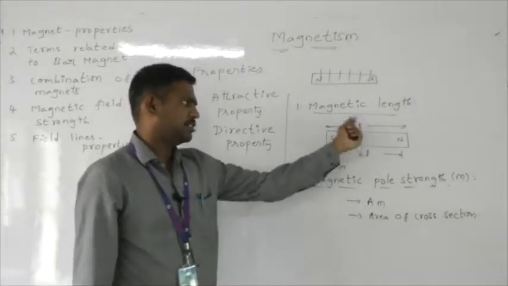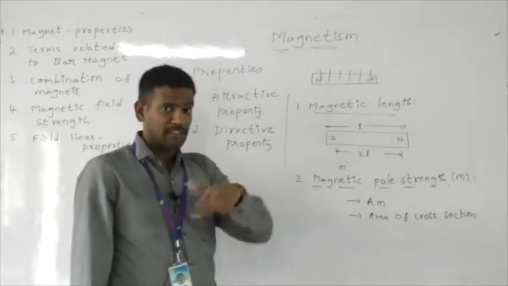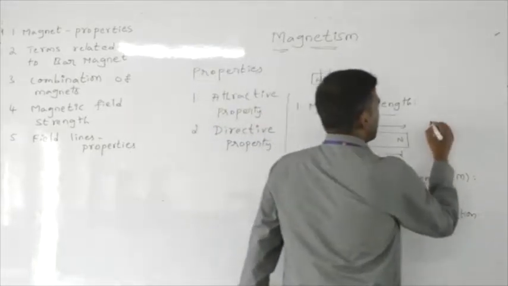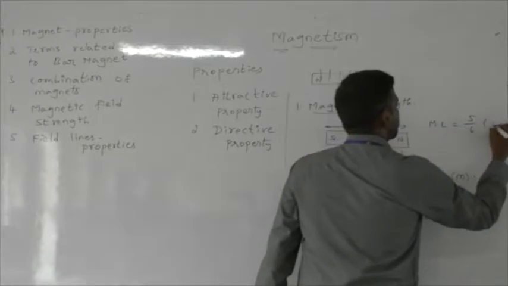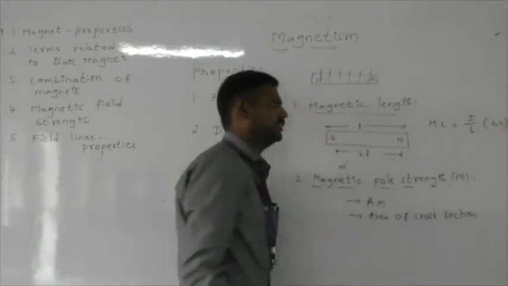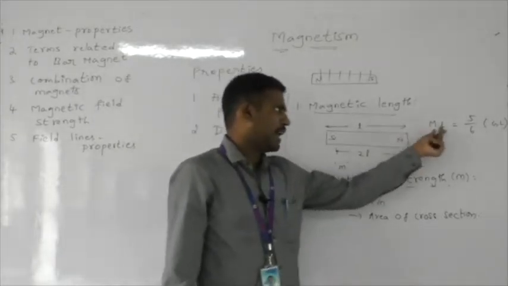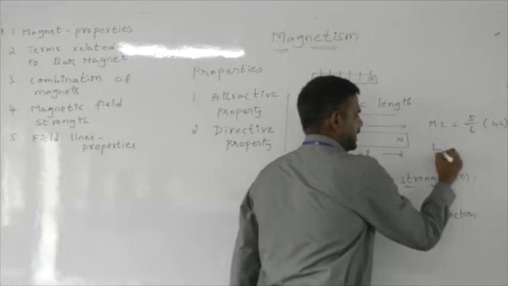If L is nothing but geometric length and 2L is nothing but magnetic length, conventionally it is represented as magnetic length. Actually the magnetic length is equal to 5 by 6 times the geometrical length. This is the relationship between magnetic length and geometrical length. So if magnetic length is denoted as 2L, let me call magnetic length as LM.